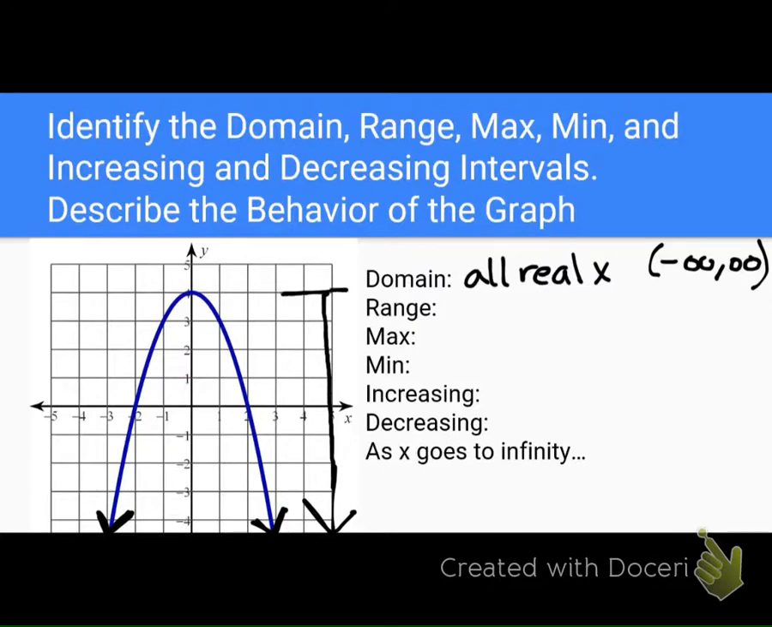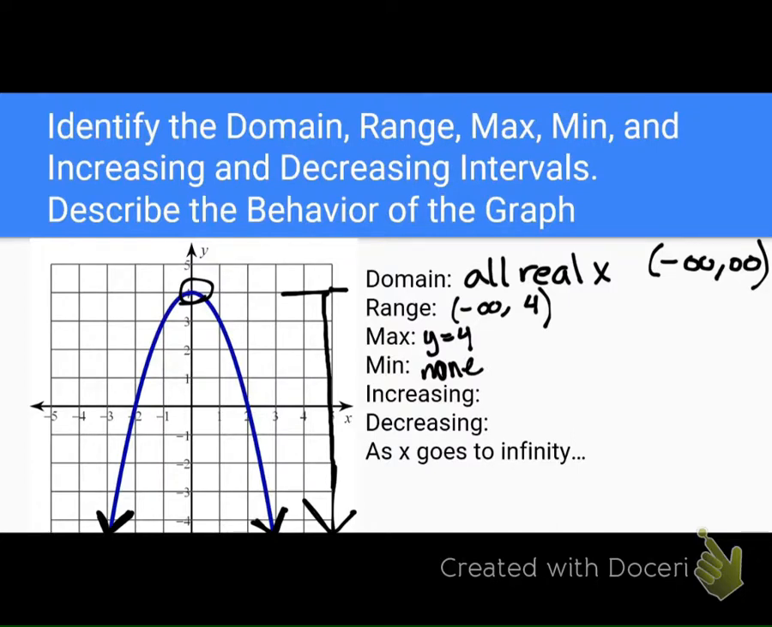My range for y values: my function goes on forever in the negative direction, but as I'm going up, I realize that it stops here. I don't have any values above. So my range is the interval from negative infinity to this point, which is 4. Then I have a maximum at y equals 4, and because it goes on forever in the negative direction, I would say I have no minimum. So there's none.